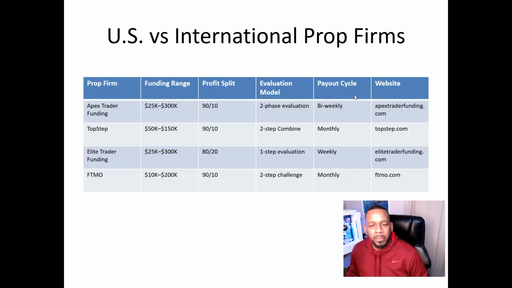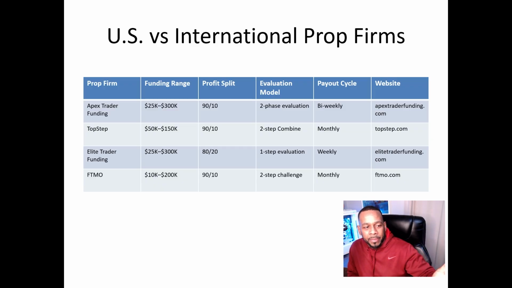Payout cycle bi-weekly. So that means every 2 weeks you can get paid. So that's good for, again, like I said, some people utilize this as actual income. So that's a plus on that end. And you see the website there. I'll put the website in the description. So all these 4 websites I'll have in the description, so you guys can go to that website.